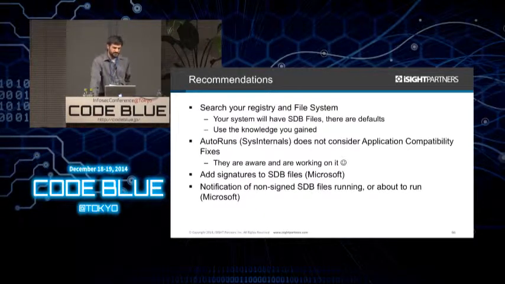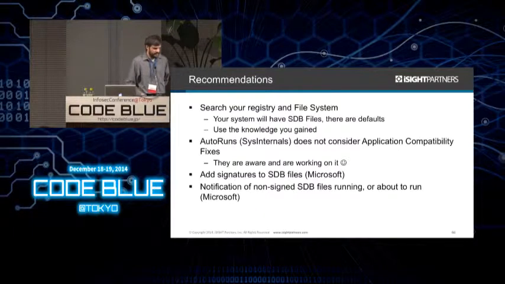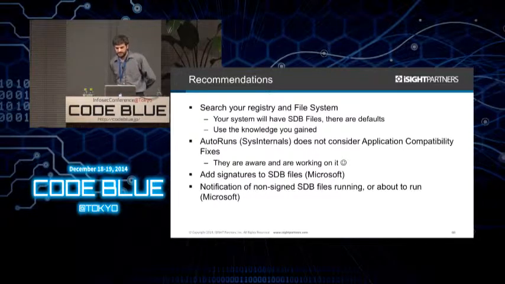I think that Microsoft should add signature support, or add signatures to SDB files, so that if I run Internet Explorer and the Windows OS is about to inject a DLL or run a shim that's supposed to provide some additional features to my browser, I want to be aware of that. But I only want to be aware of it if it's something that Microsoft didn't produce. I think that should be doable.